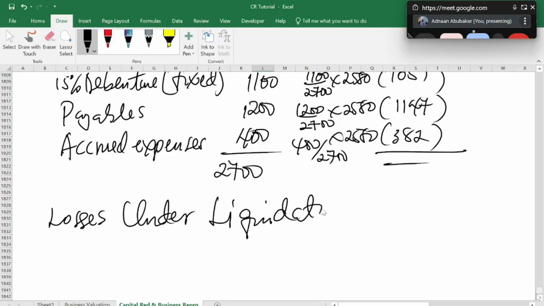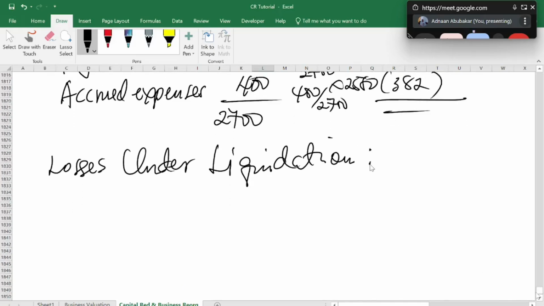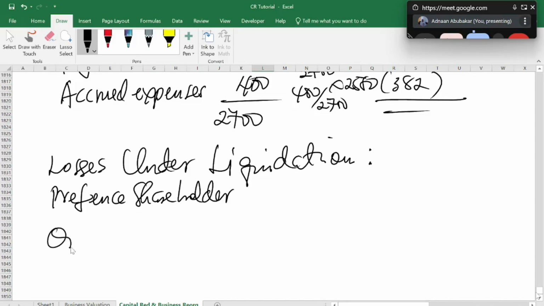Then you come to the realisation, the losses on liquidation. What do you find here? Which people didn't get the money? The next people who are supposed to get the money, preferential and ordinary. So the first person who lost is the preference shareholders. And the second person is the ordinary shareholders.